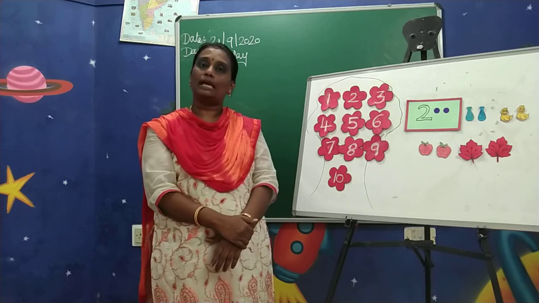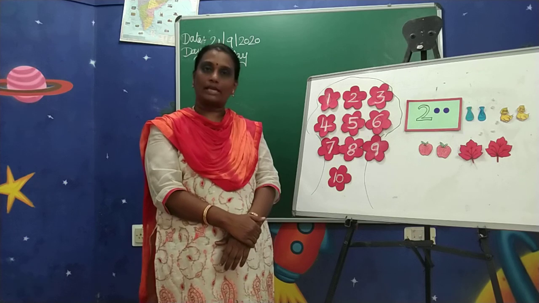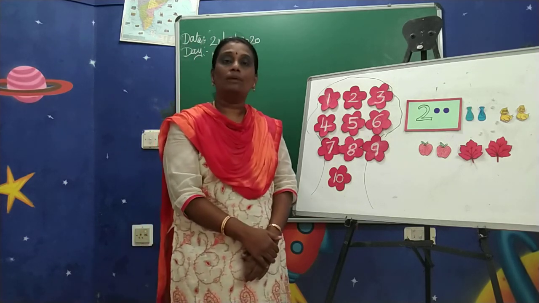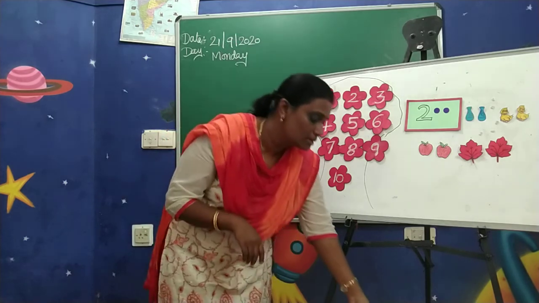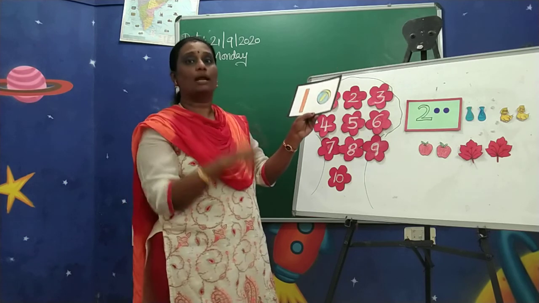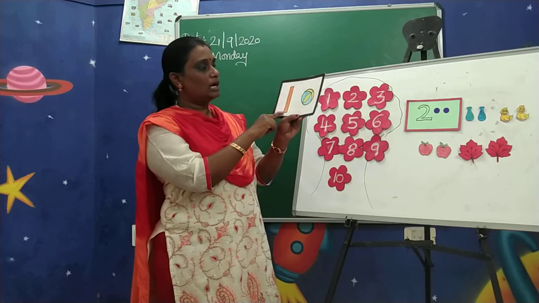As already we have done number 2, now again I am recapping it. Okay, children, before number 2 comes, which number will come first? Before number 2 comes, first is the number 1. Number 1 is only one object.